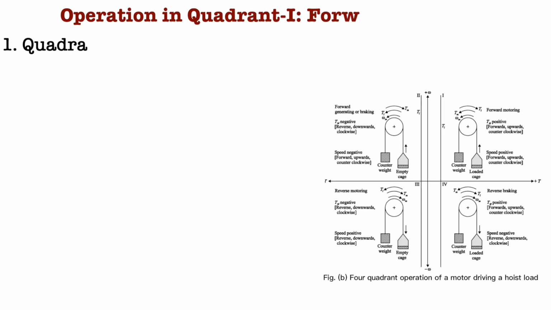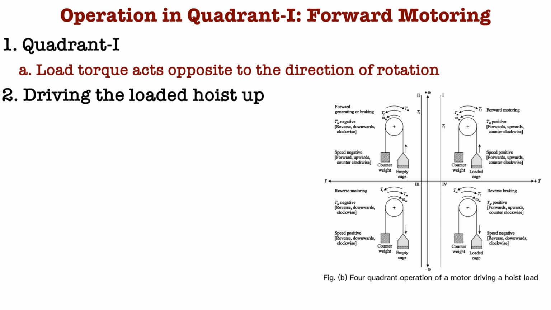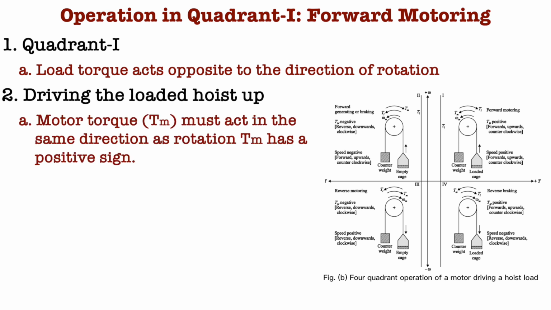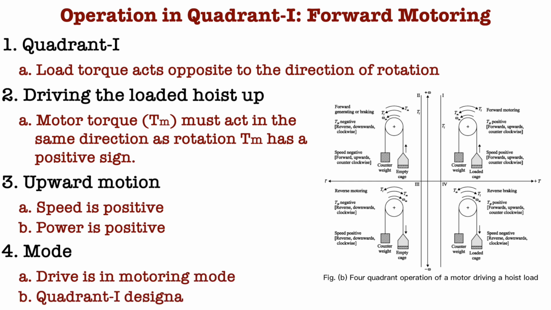In the first quadrant, the load torque acts in a direction opposite to that of rotation. Hence, to drive the loaded hoist up, the developed torque in the motor M must act in the same direction as the speed of rotation, that is, Tm should be of positive sign. Since the speed is also positive, being an upward motion, the power will also have a positive sign. That is, the drive is said to be in motoring mode. Quadrant 1 is arbitrarily and conventionally thus designated as the forward motoring quadrant.